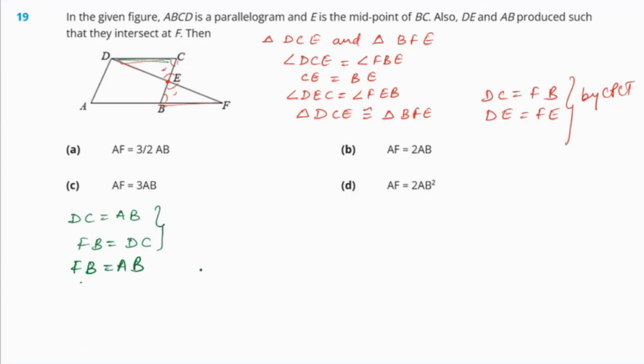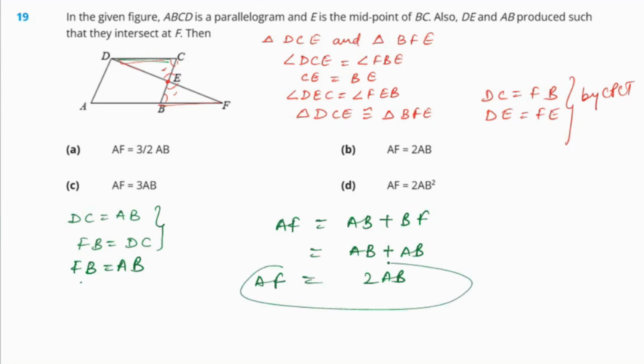To figure out the length of AF, we can write AF as AB plus BF, correct? And BF is also equal to AB, so we can write it as AB plus AB, twice AB. So we can say that AF equals twice AB. So option B is the correct answer for this one.